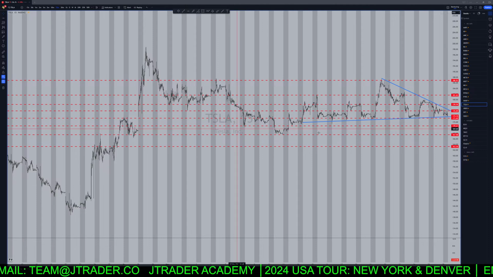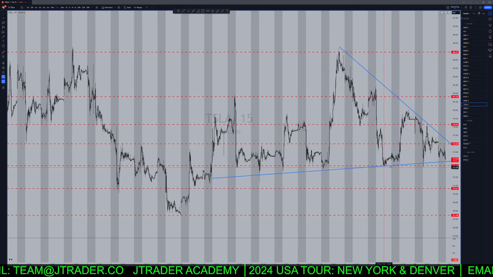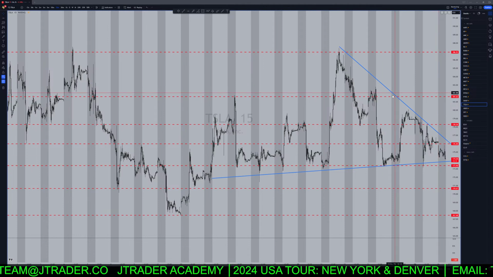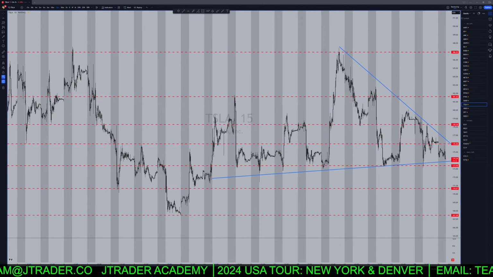Now, the second thing is we have over here a major support. And look at this pattern. Look at this pattern.